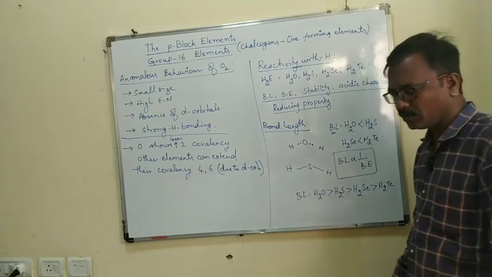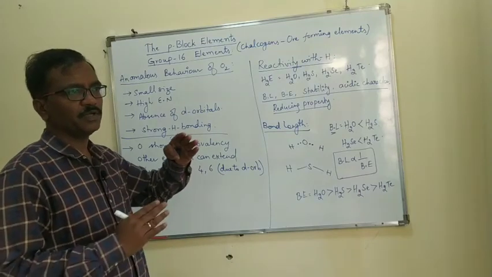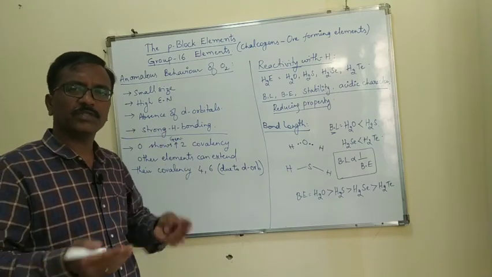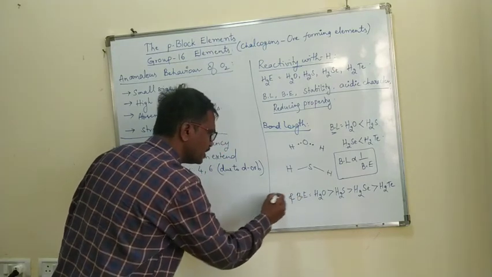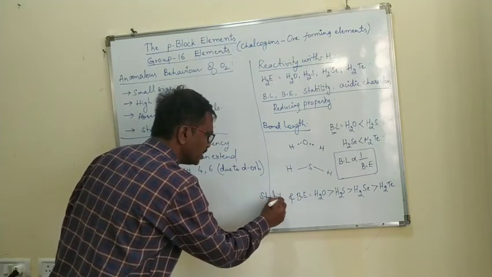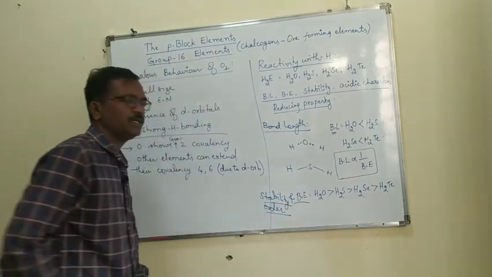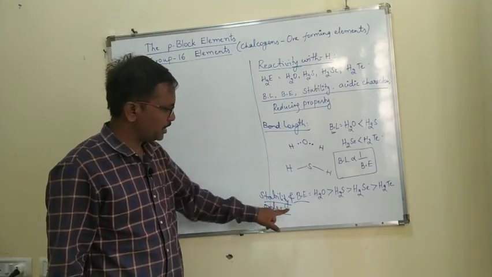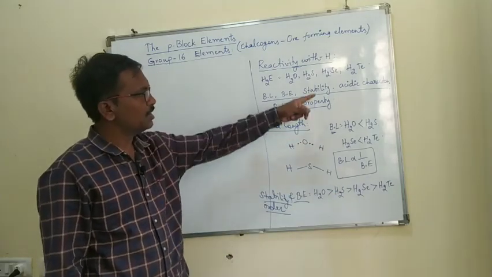If bond energy is more, the stability is also more, right? If you have to give more energy to break that bond, it means that bond is more stable. That's why you give more energy to break that bond. So what is the stability order? This is the bond energy as well as stability order. The stability order is H2O is more stable than H2S, H2S is more stable than H2Se, and so on. That is the order. What is the next one?